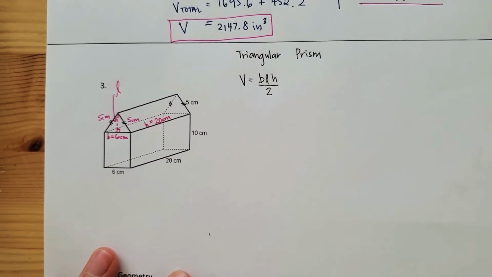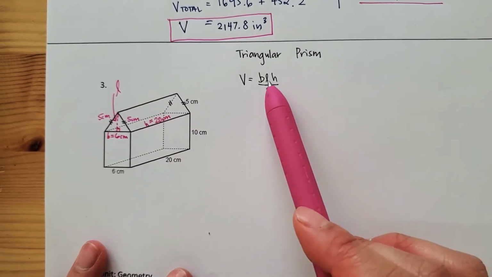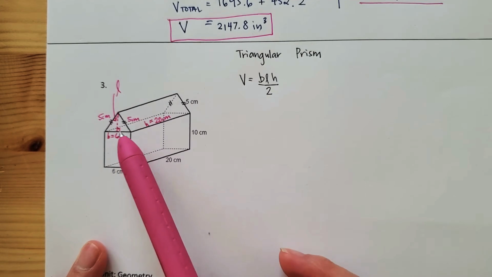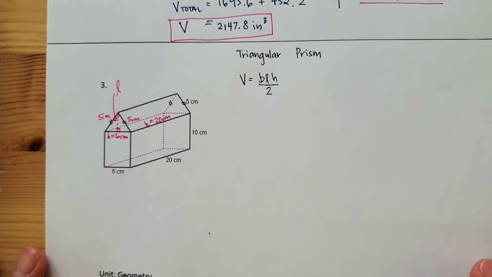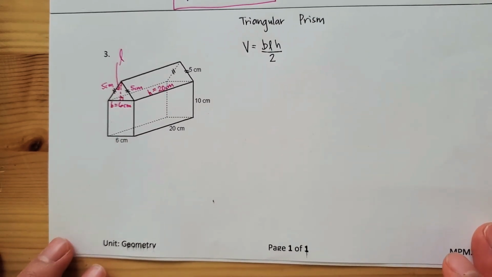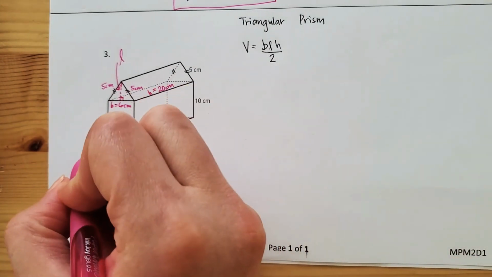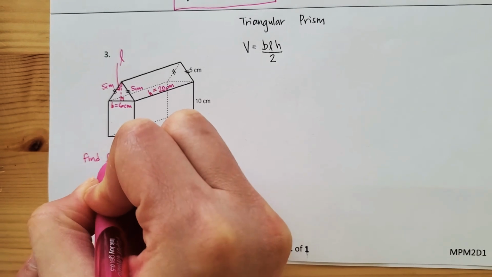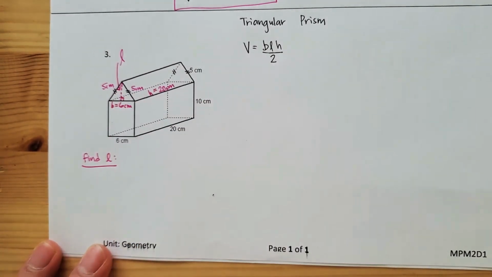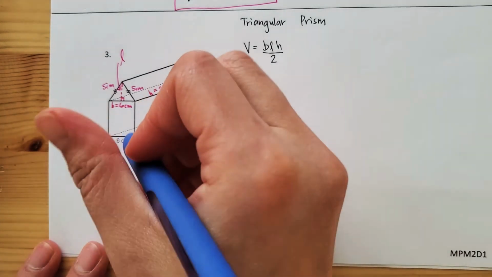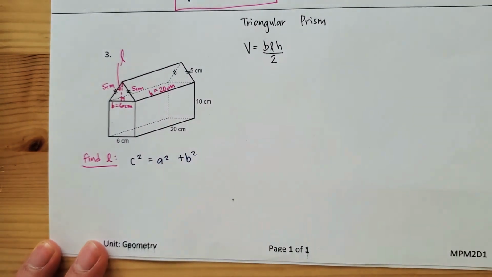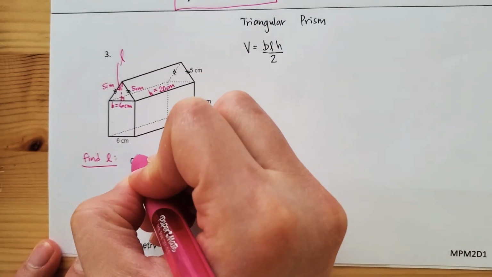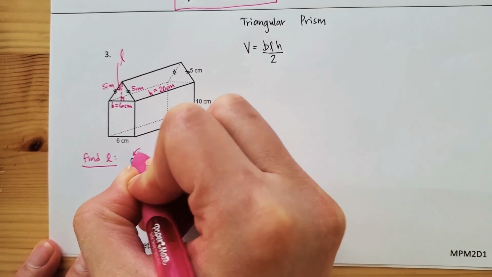Okay. So with that, I need the length and I don't have it. But there is a right angle triangle here. And that's the hint that I gave you, you're going to need to use the Pythagorean theorem. Okay. So I'm going to say find L below. In order to do that, we have to remember what the Pythagorean theorem is. And it's c squared equals a squared plus b squared. And I hope all of you remember that c squared is the hypotenuse.